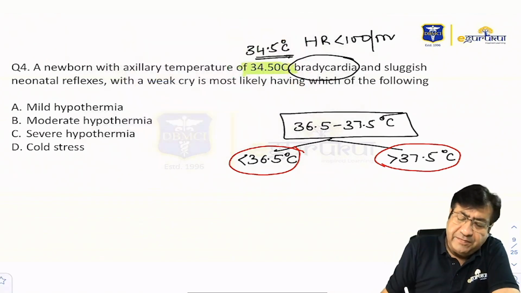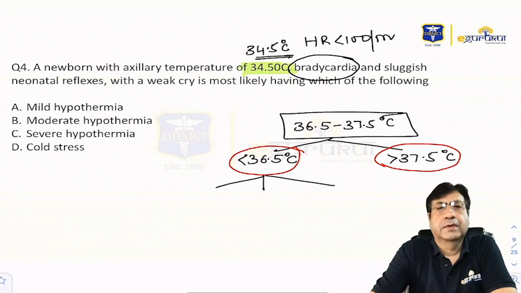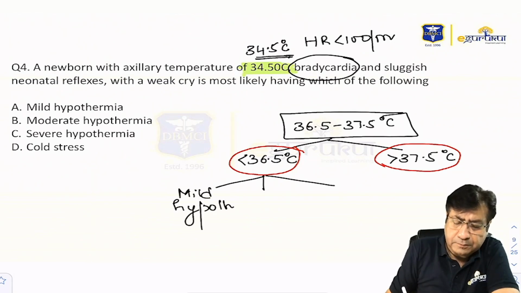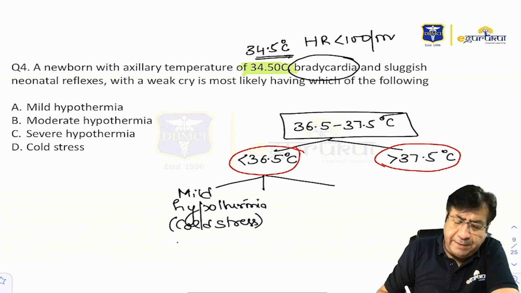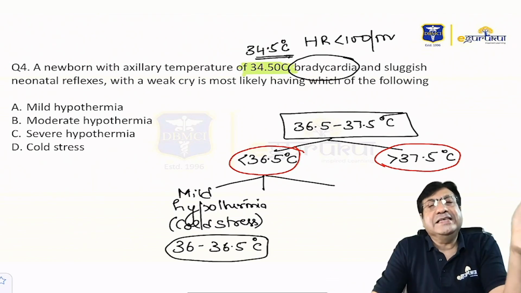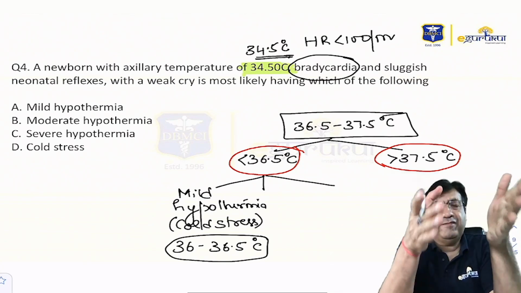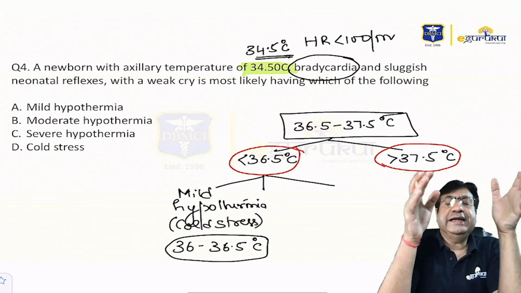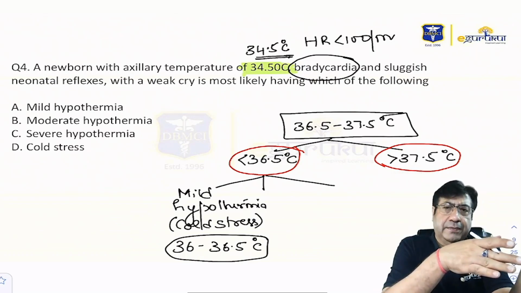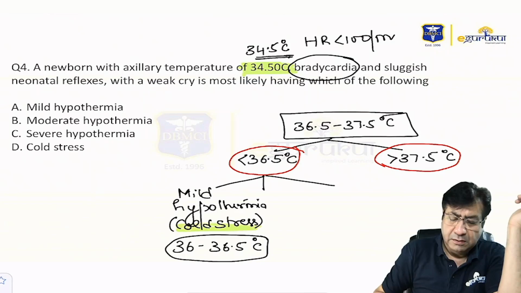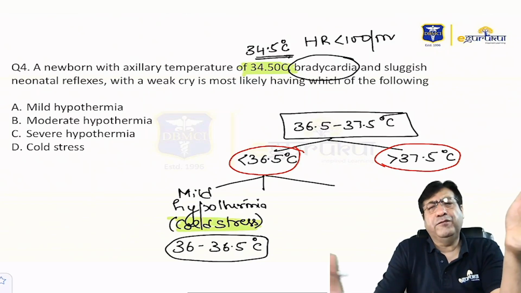Hypothermia is further subdivided into three categories. A mild form of hypothermia, which is sometimes also referred to as cold stress, is defined as a temperature between 36 to 36.5 degrees centigrade. To be more precise, it is a temperature between 36 to 36.4, because at 36.5 and below hypothermia has started. So when I say the temperature of a child is below 36.5, hypothermia has already started in the child. And a mild form of hypothermia, called cold stress, is a temperature between 36 to 36.4 or 36.5.